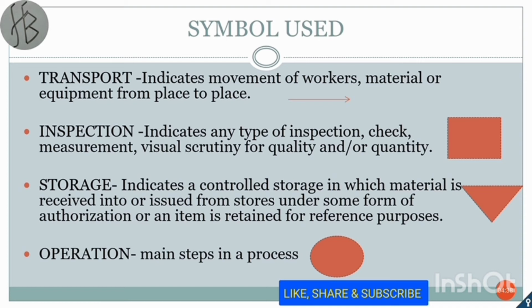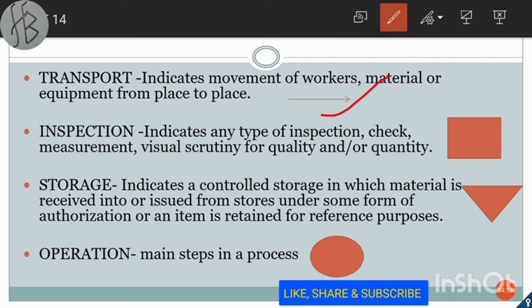So, transportation indicates the movement of workers, material or equipment from one place to another place. It is denoted by the arrow. As you can see here, the arrow is used to denote transportation. Next, inspection. It indicates any type of inspection, check measurement, visual scrutiny of the quality or the quantity of the product. It is indicated by the square.